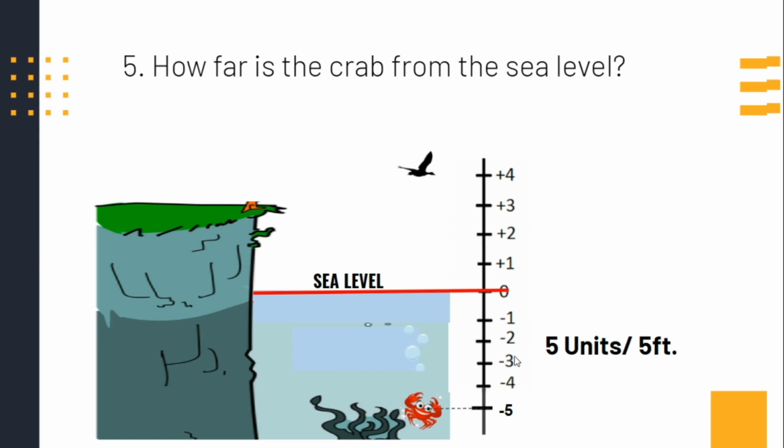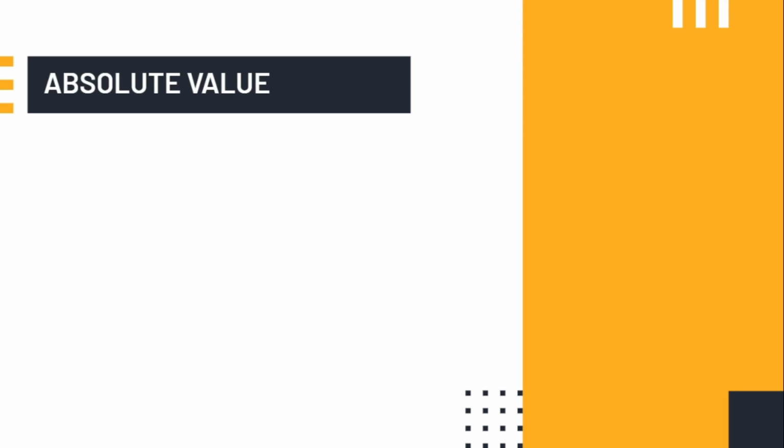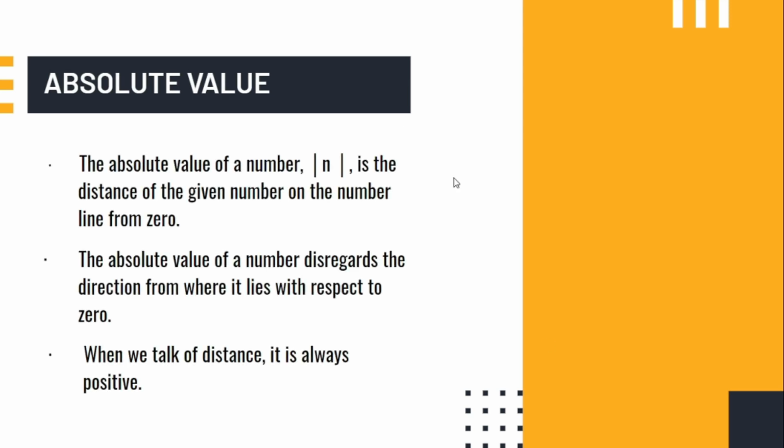Kasi nga, meron tayong tinatawag dito na absolute value. Okay, pag sinabi natin absolute value, the absolute value of a number, or ito yung representation niya, is the distance of the given number on the number line from 0. Distansya siya ng isang number from a number line doon sa ating 0. Okay? Meaning to say, when we're talking about absolute value, this is all about distance. At pag sinabi naman nating distance, it is always positive. Okay? That's absolute value, the distance, and it's always positive.